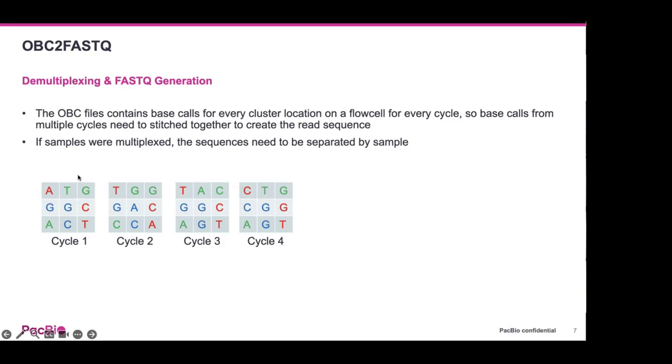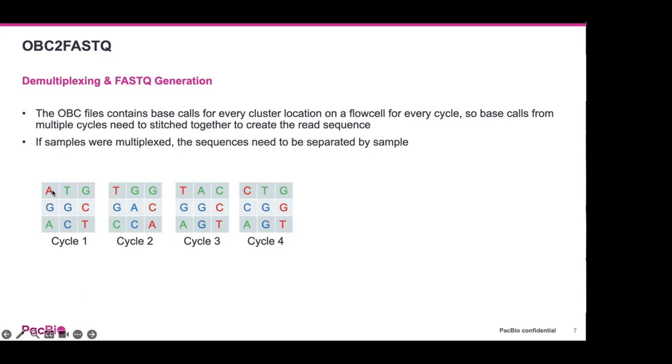But if I just look at cycle one, I can't get a sequence from this because this is just the first base of a read across all the clusters, across all the samples. So what I actually need to look at is this digital representation of the flow cell across all cycles temporarily, and then stitch them all together.